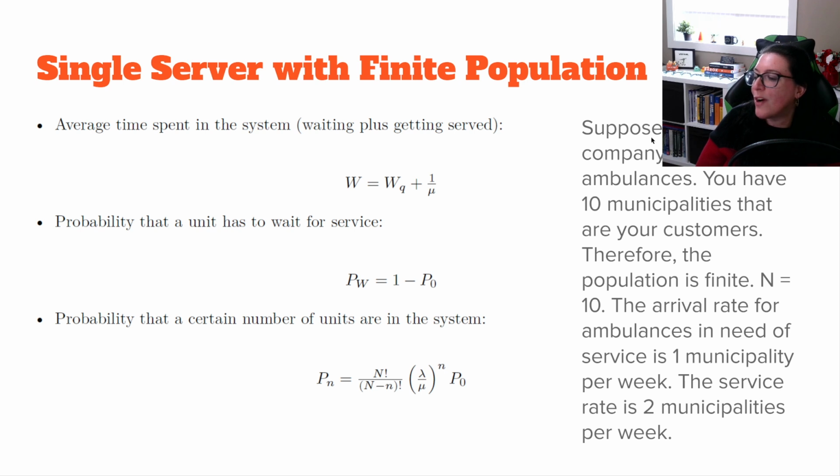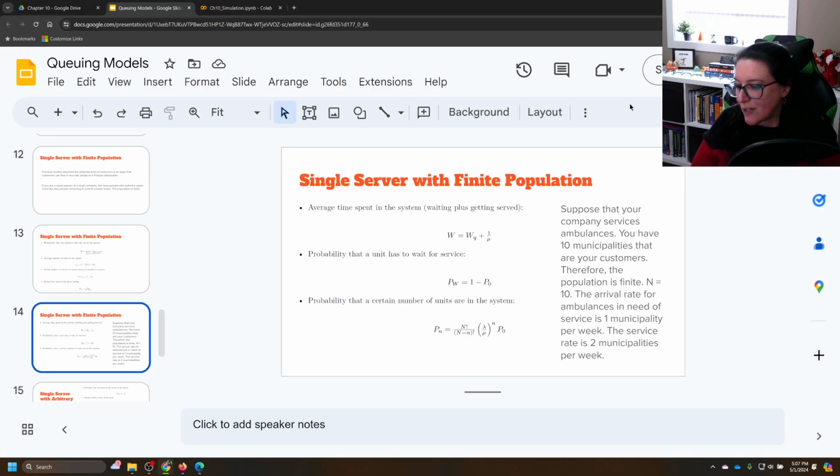So if we, for example, were to suppose that your company services ambulances, you have 10 municipalities that are your customers, so your population is finite, then capital N is 10. And we could assume maybe the arrival rate for ambulances in need of service is 1 municipality per week. The service rate is 2 municipalities per week. We could do these calculations for that particular data set.